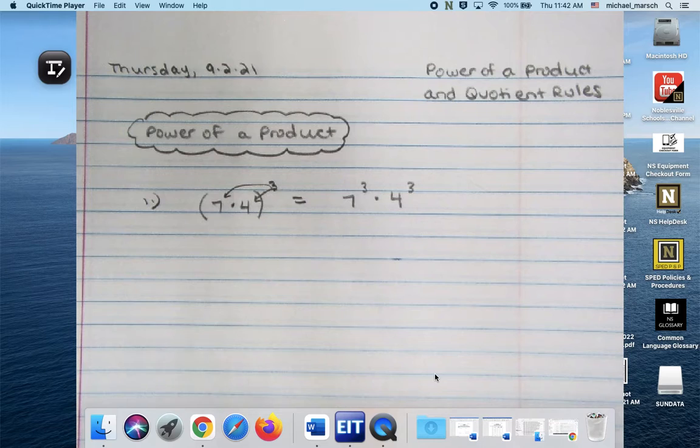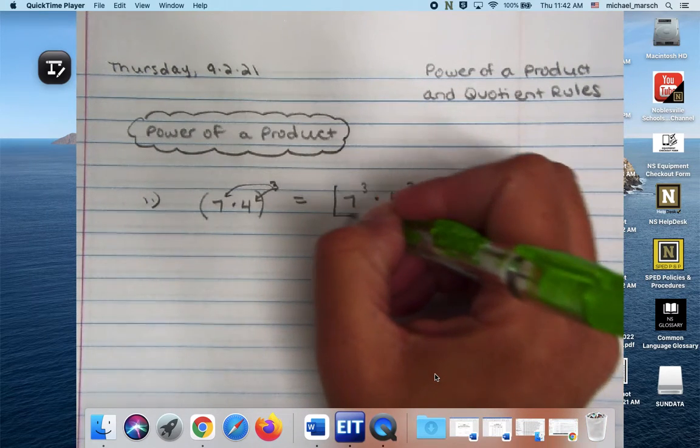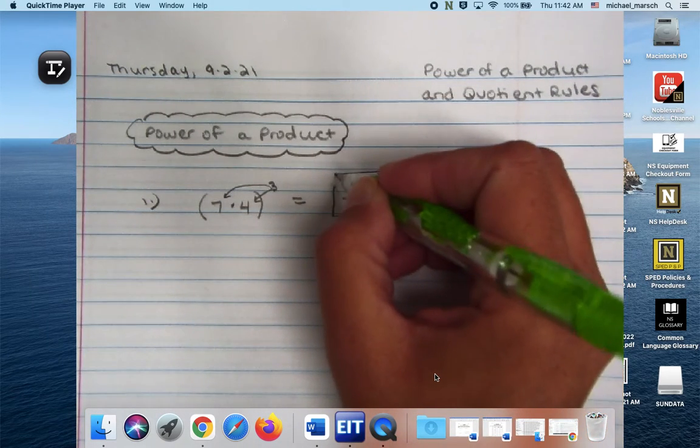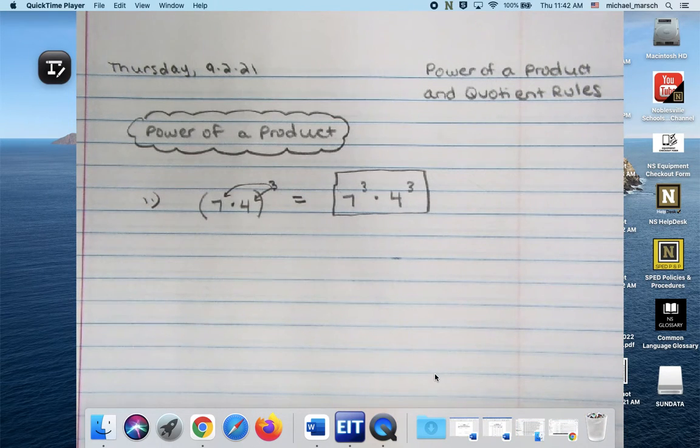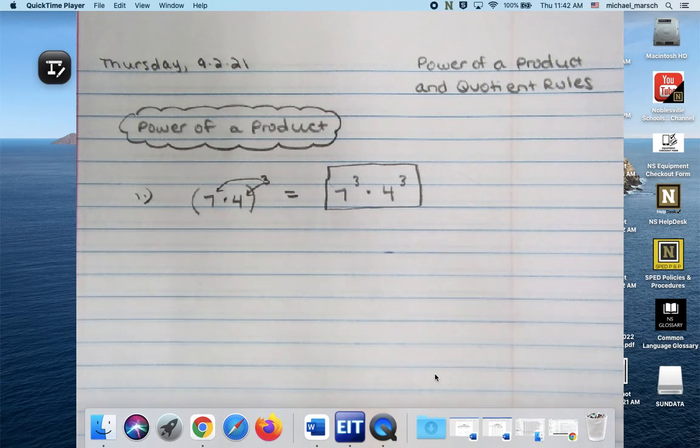When you do the distributive property, you make the little elf hat, Santa hat, whatever you want to call it. Right? And so this is actually my final answer. Why can't I do anything else with these exponent values? Why not, Gianna?